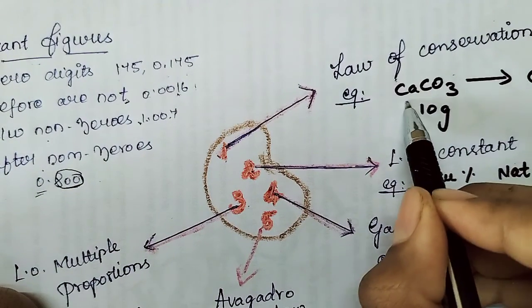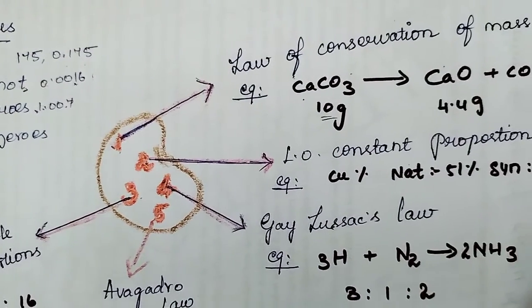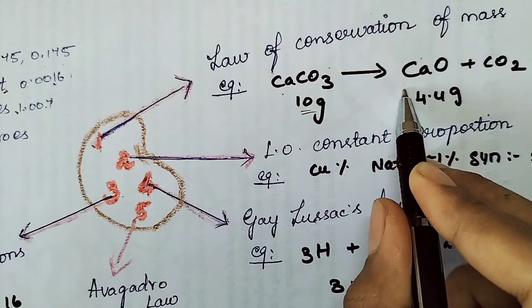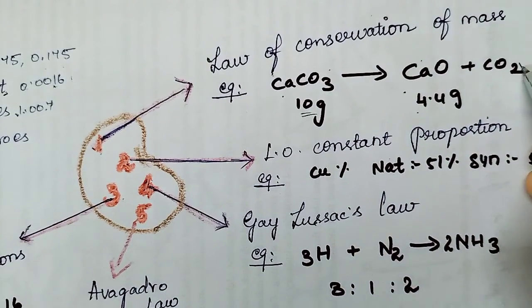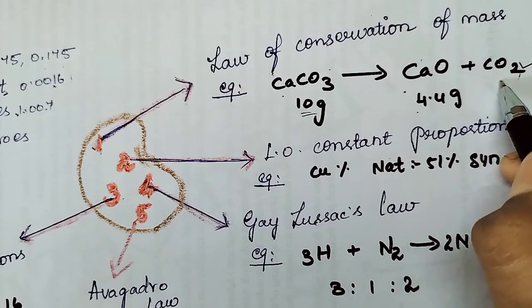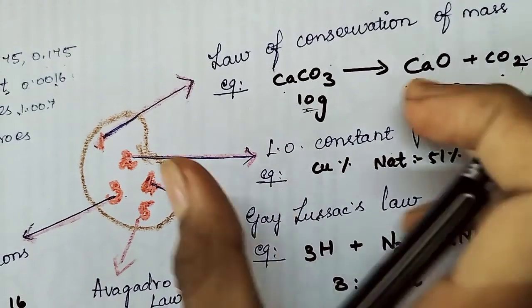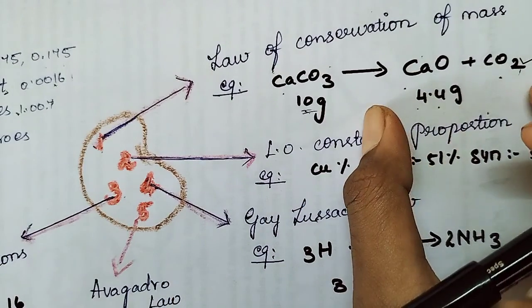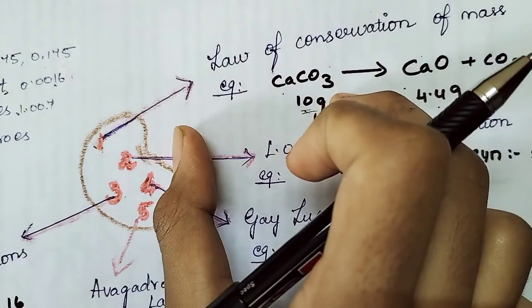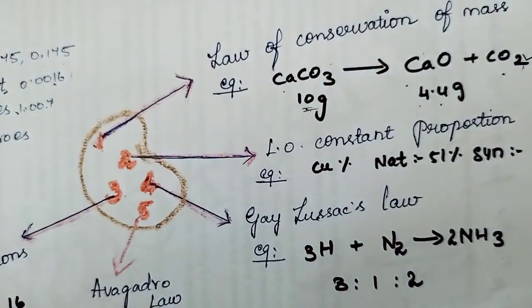For example, if you take calcium carbonate 10 gram and it decomposes to give calcium oxide 4.4 gram, then if you want to count how many grams of carbon dioxide are formed, it is 10 gram minus this. Whatever mass you start with, that much mass should be there. The mass present here should be present here. Mass can neither be created nor be destroyed.